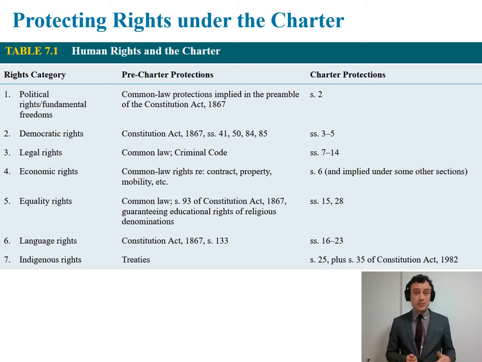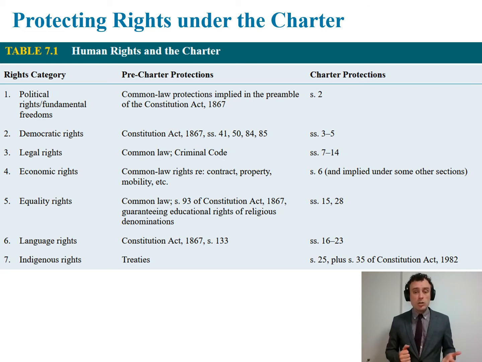Legal rights, such as due process rights related to the life, liberty, and security of all Canadians, so that they are not made to suffer cruel or unusual punishments, so that they have the rights of the accused, like the right to legal counsel and a speedy trial. These are protected in sections 7 through 14 of the Charter. Economic rights related to mobility are in section 6 of the Charter, as well as implied elsewhere. The courts have said it's implied elsewhere.